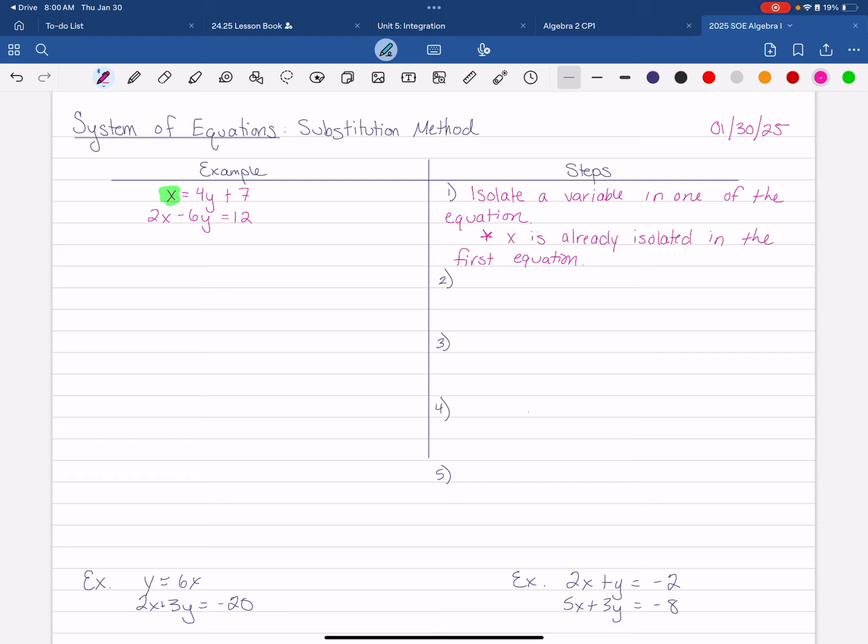All right. Our second step now is going to be to take this expression that x is equal to and put it in for x in the other equation. So we're going to substitute the expression into the other equation for this variable.